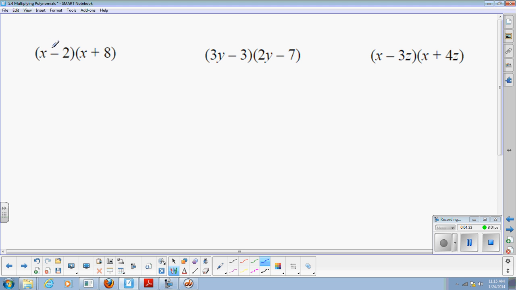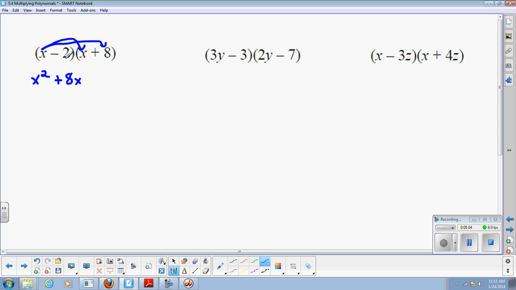This first one, I have x minus 2 times x plus 8. I have 2 terms inside the first set of parentheses. So what I need to do then is I'm going to distribute x to x and x to 8. So x times x, x squared. X times 8, plus 8x.